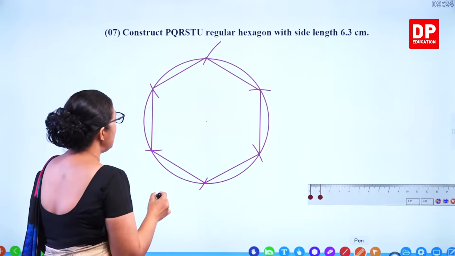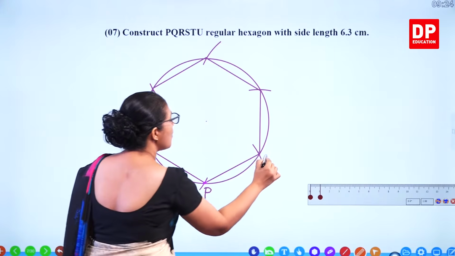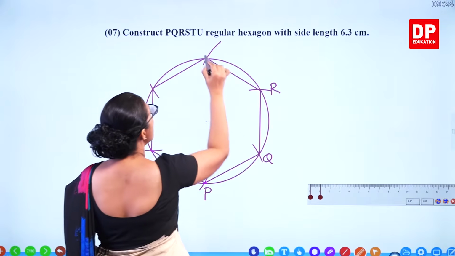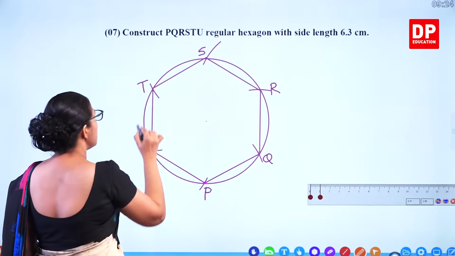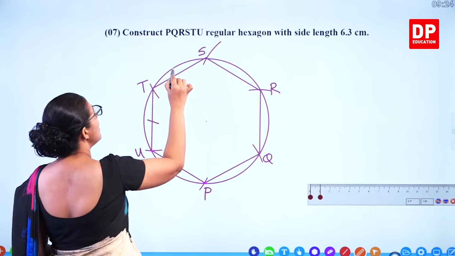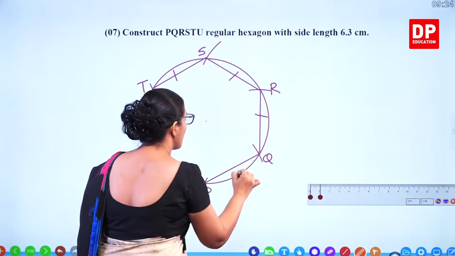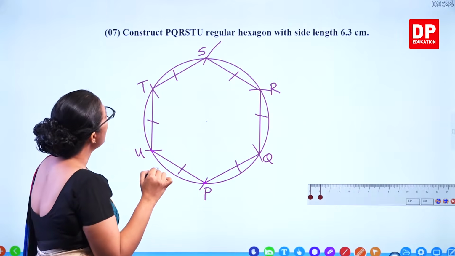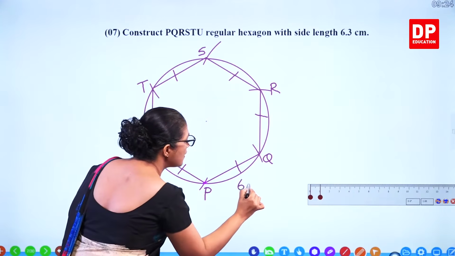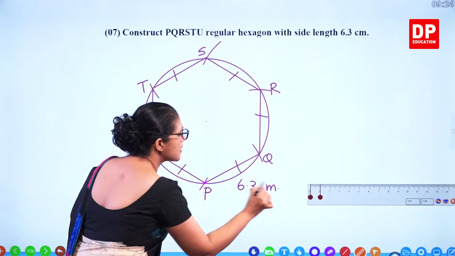You can label it P, Q, R, S, T, U. And all sides are equal. And what's the length? 6.3 centimeters.